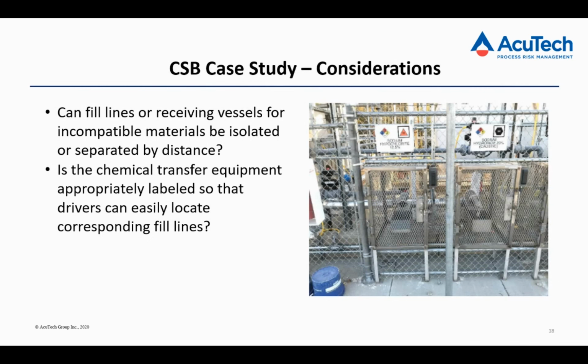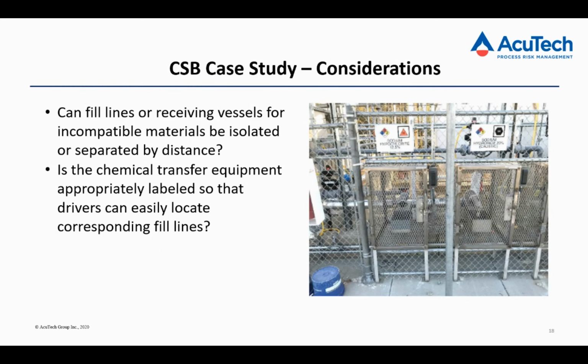So the CSB's report then listed a number of things to consider when evaluating your unloading systems. And in this situation, MGPI made changes very quickly, and the CSB actually included some after pictures of the MGPI system in their report. So kind of a before and after.